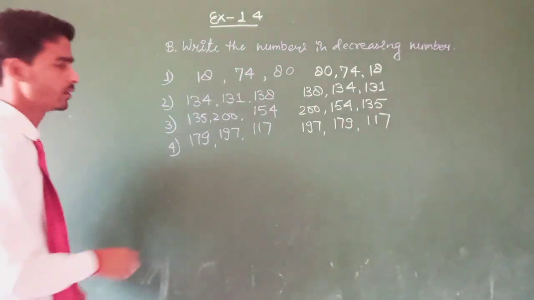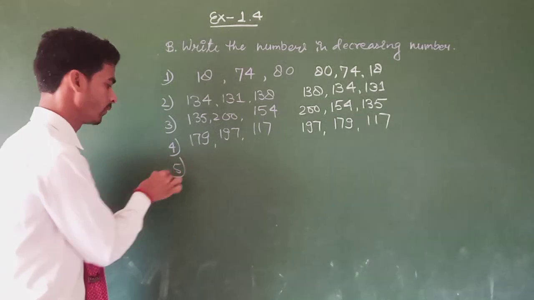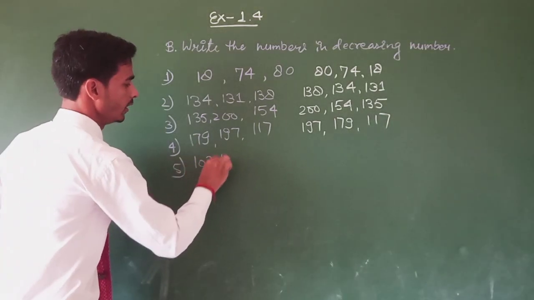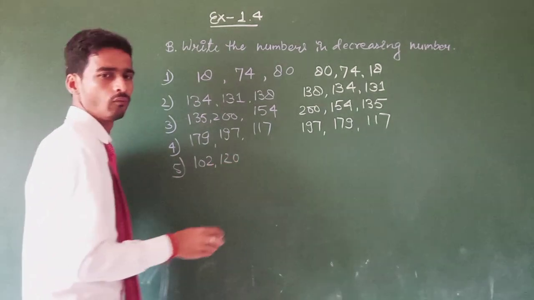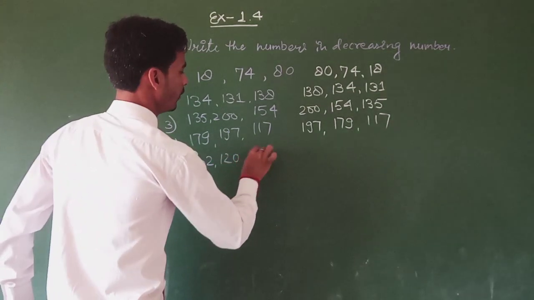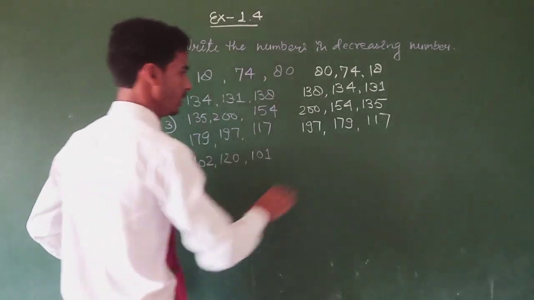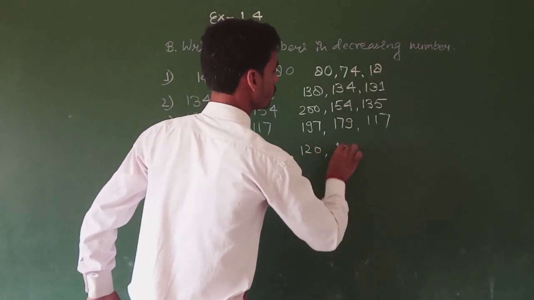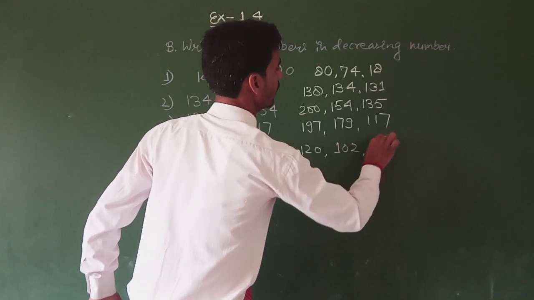Now the next one is question number 5. Okay, that is 102, 120 and 101. Which one is greatest? We know that 120 is greatest: 120, 102 and 101.